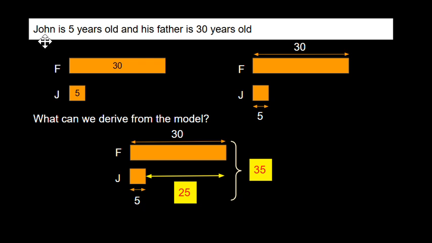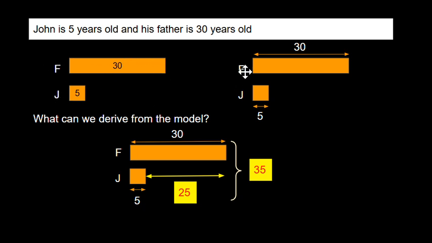For example, if we have a statement: John is 5 years old and his father is 30 years old. It's a simple statement. How do we draw a model? We use F to represent the father and J to represent John. You need to identify how you want to represent the characters in the question. I can represent 30 years old by putting a long bar and calling it 30, and a short bar and calling it 5. This is one way of representing the model.